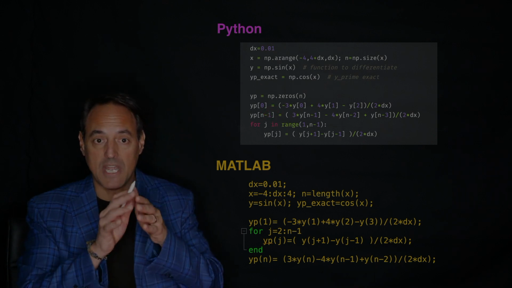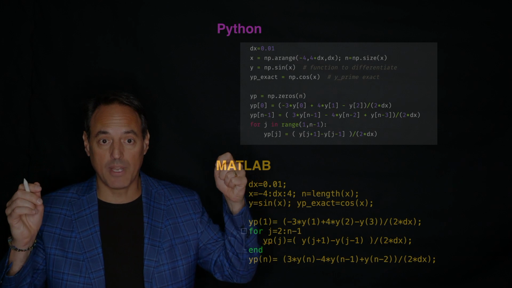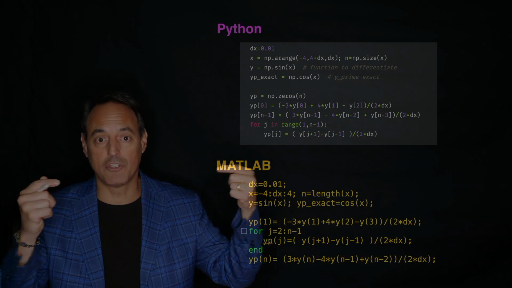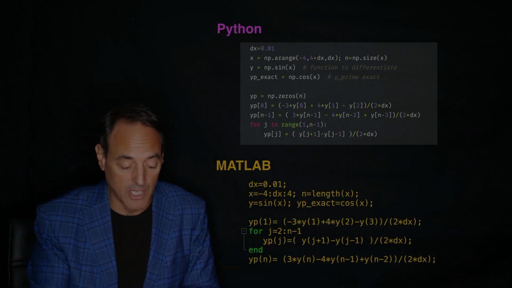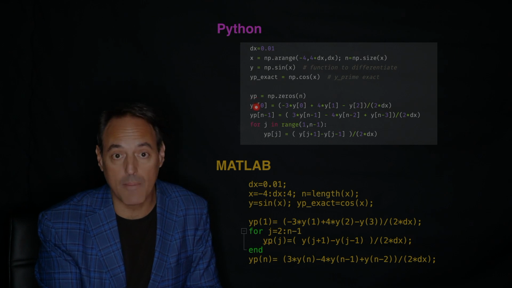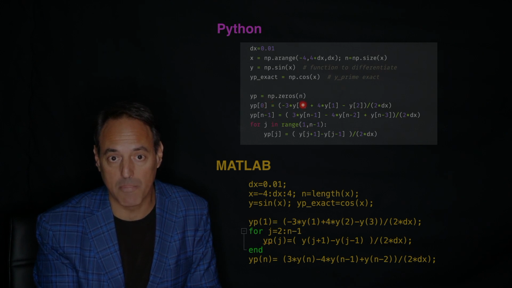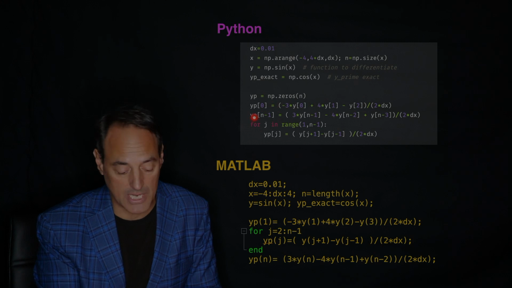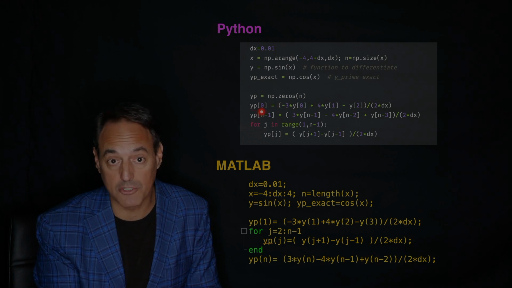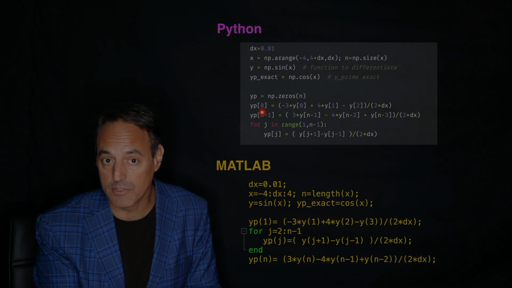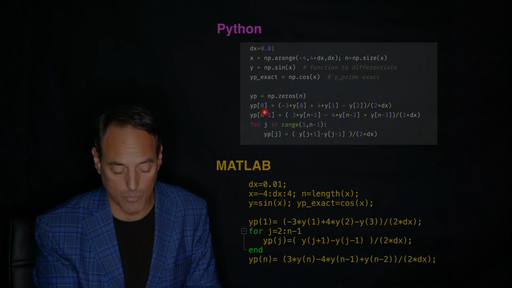Well, I'm going to take this domain. The first point and the last point don't have neighbors, so I have to use a forward or backward difference formula. So first thing I do is create a yp, which is my y prime estimate. And first in Python, since I don't have dynamic allocation of the vector, I just make it a bunch of zeros. And then the first thing I do is use a formula to compute this. This is a forward difference formula computing the derivative at the first point, y0.